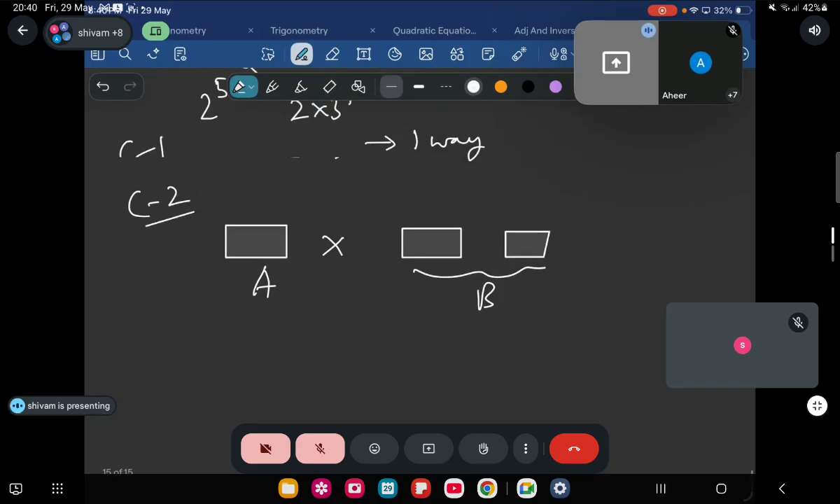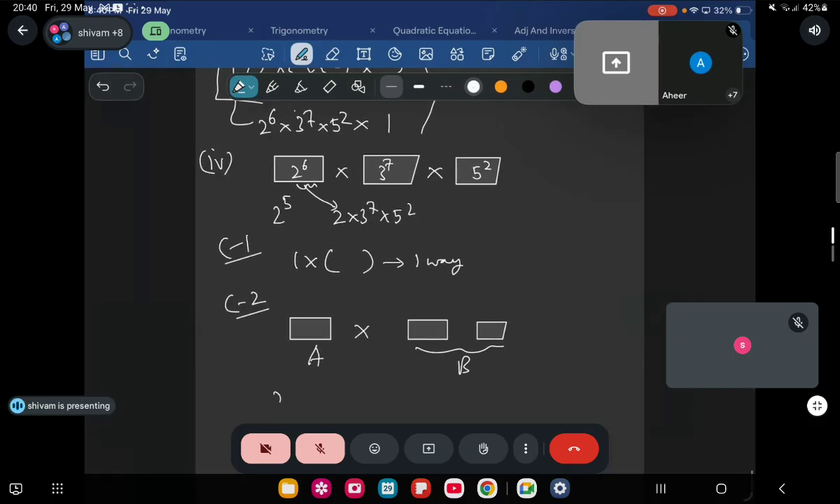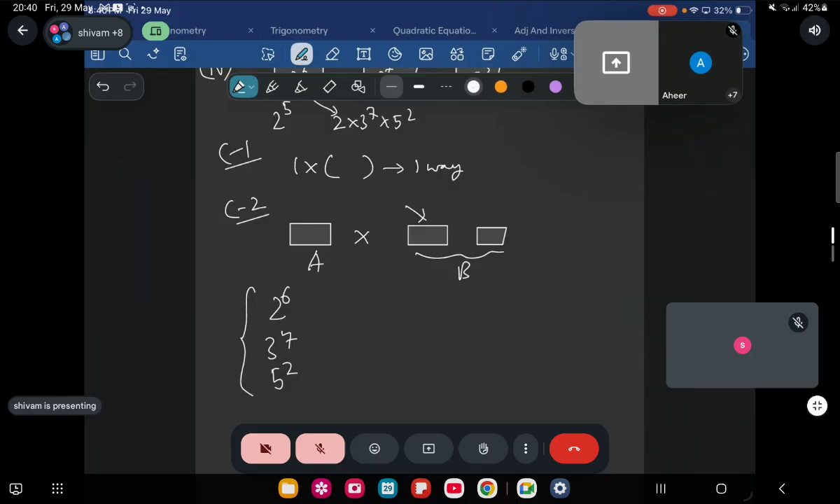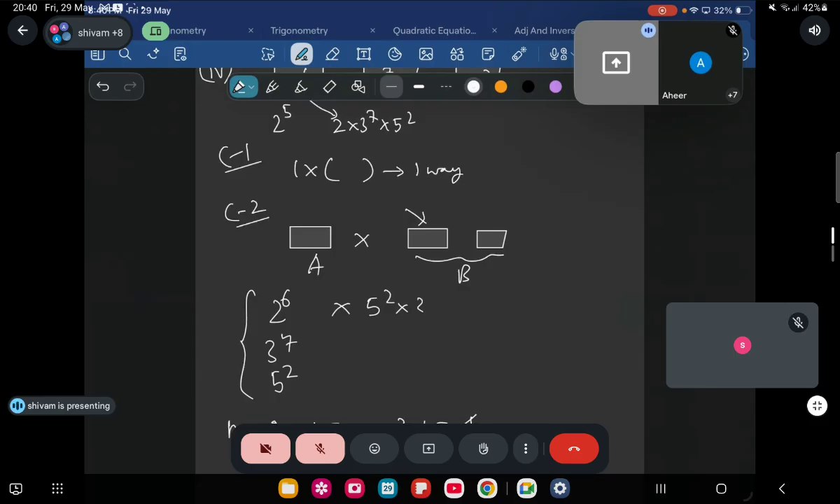So in how many ways can you select one block and two blocks separately? Okay, see, either you will select 2 to the power 6, then the remaining two blocks will be selected in B, right? If you select 3 to the power 7, the remaining two blocks will be selected in B. If you select 5 square, then the remaining two blocks will be selected in B. So over here there are how many ways? 3 ways. So the number of ways will be equal to 3 plus 1, which is 4. Tell me. Is it clear? So what will be the plus 1?